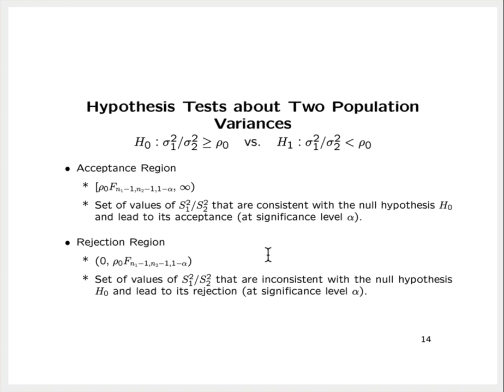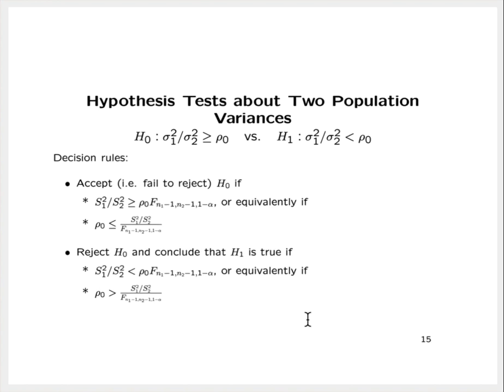The complement of that set, again with respect to the positive part of the real line, would include the open interval from 0 up to rho sub 0 times the upper 1 minus alpha percentage point of this F distribution. The rejection region is given by that interval, and this is the set of values of the ratio of the sample variances that are inconsistent with the null hypothesis and therefore would lead to rejection of the null hypothesis at a significance level of alpha.